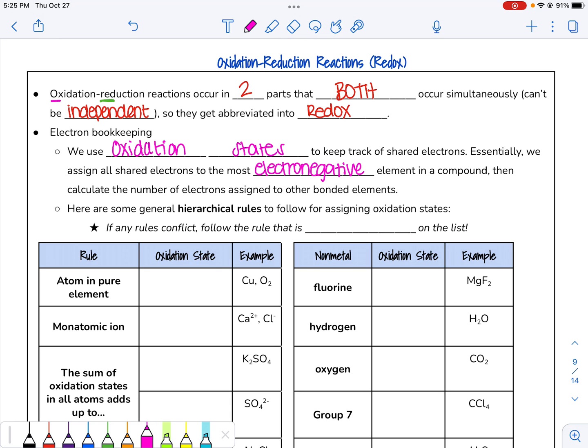Just for clarification, your oxidation states can be positive, negative, or they can be zero. They can be totally neutral.